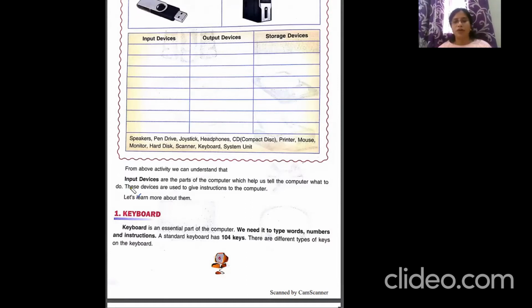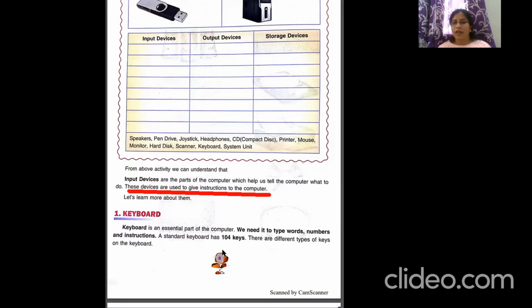So how do you type it? You type using the keyboard. Now what is a keyboard? The keyboard is an input device. Any device which we use to put information inside the computer to get the work done is an input device. These devices are used to give instructions to the computer.